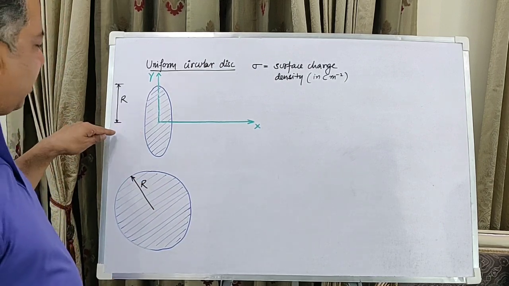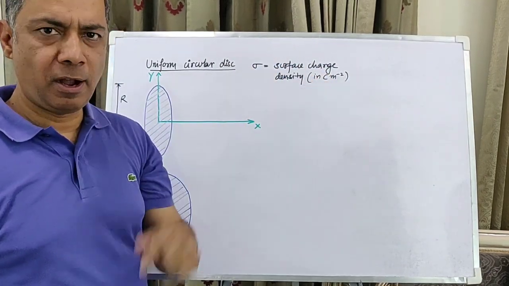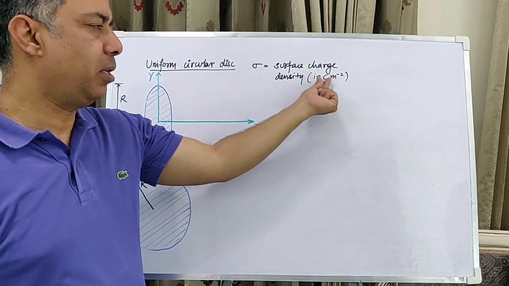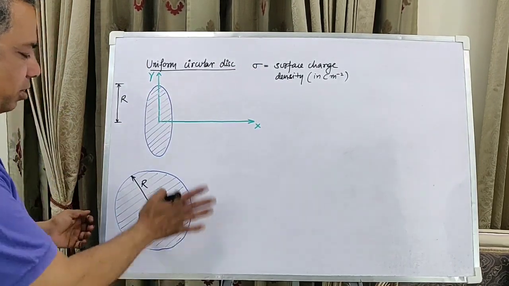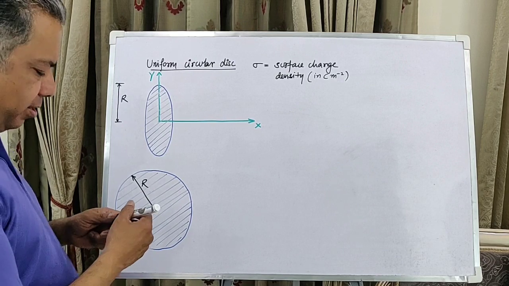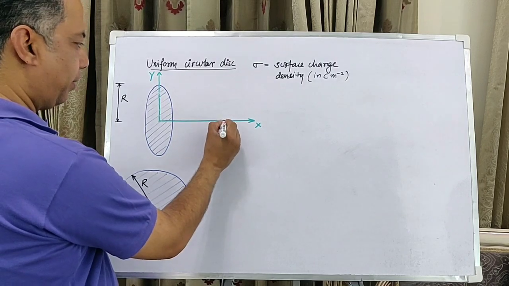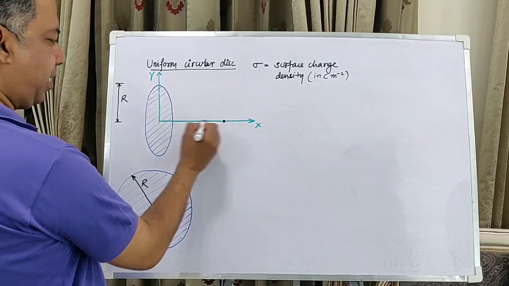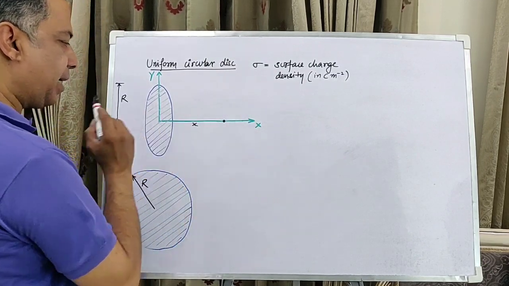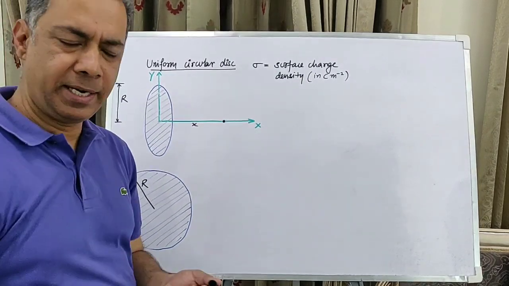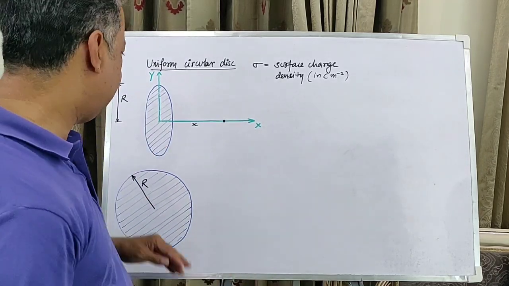The radius of this disk is r, and the surface charge density is sigma. The unit of surface charge density will be coulomb per meter squared, charge per unit area. So this charge is distributed on the surface of this disk. We are interested in calculating the electric field due to this disk at a point whose x coordinate is x. The x-axis is the axis of the disk. The axis of a disk is a line which passes through its center and is perpendicular to its plane.